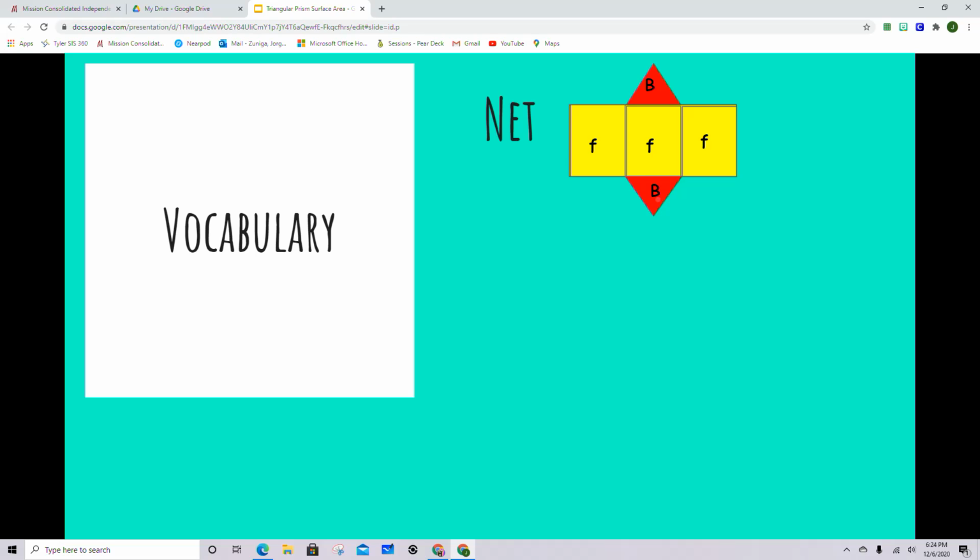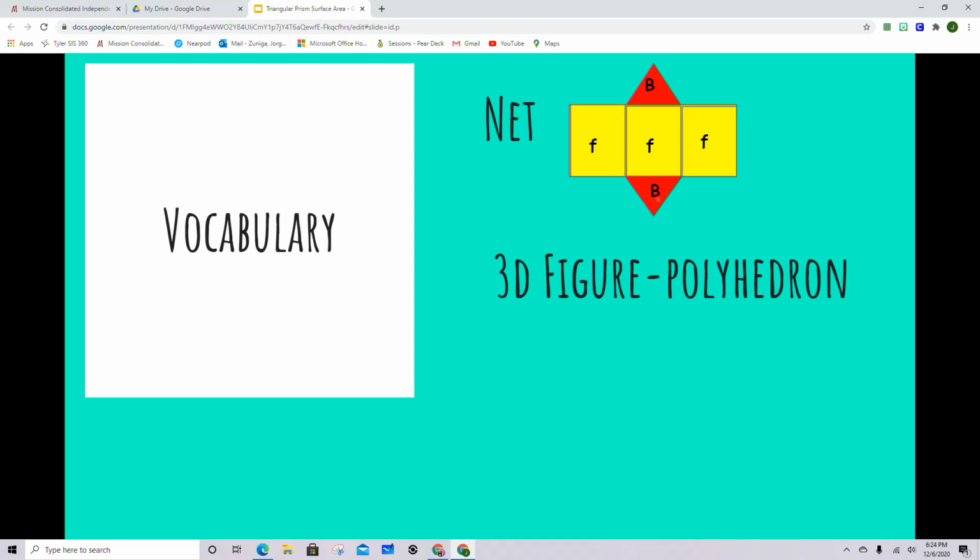Now let's say that you want to take this flat piece right here and fold it up to give it more structure. We would have something called a 3D figure. The 3D figure is also known as a polyhedron. And basically, you can see more dimensions. You can see the length, the width, and the height in a 3D figure.